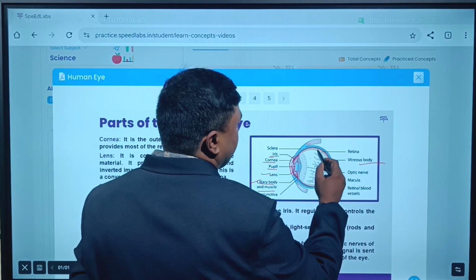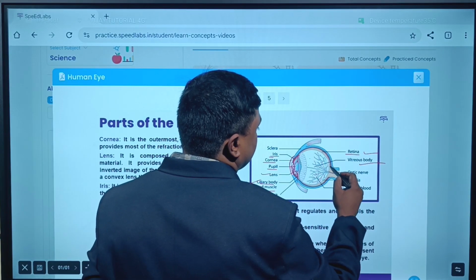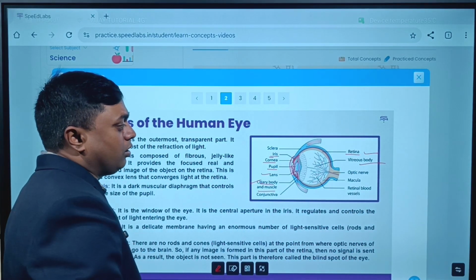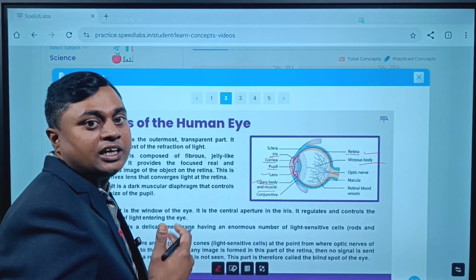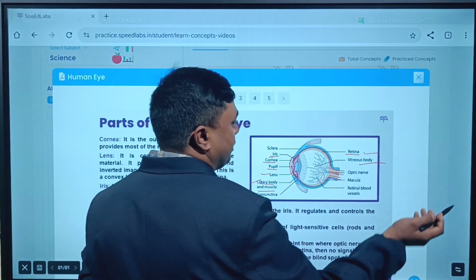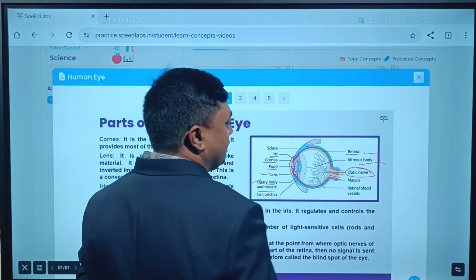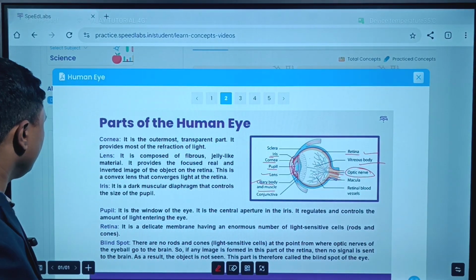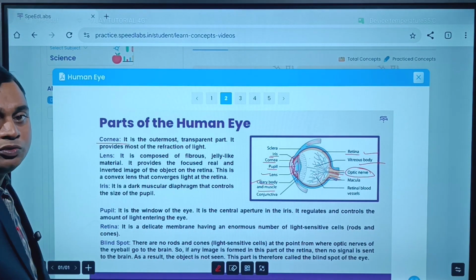This inner layer is called the retina. In this layer only the image is formed. The retina is just like a screen where the image is formed. There are some nerves connected to the brain, called optic nerves. Yes or no? So let's discuss one by one.